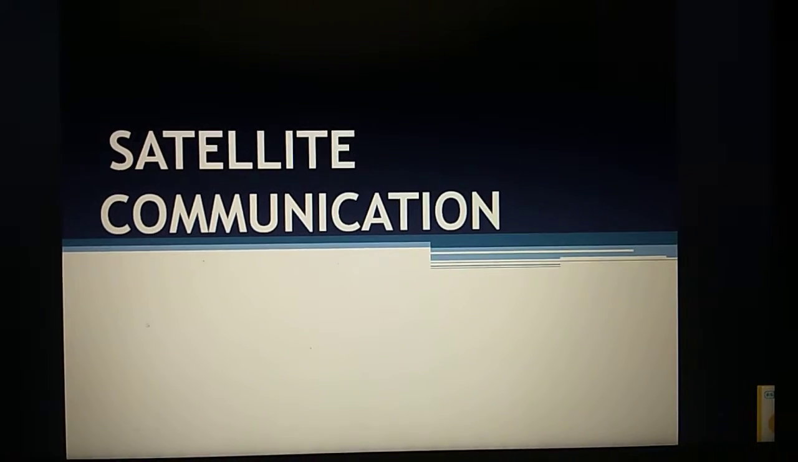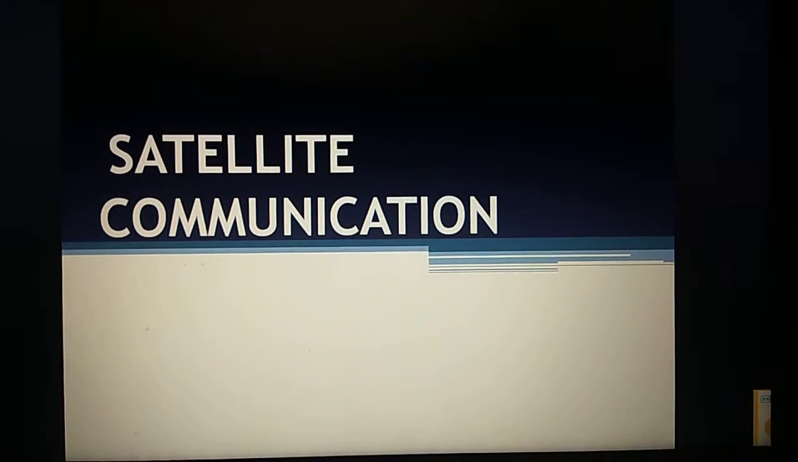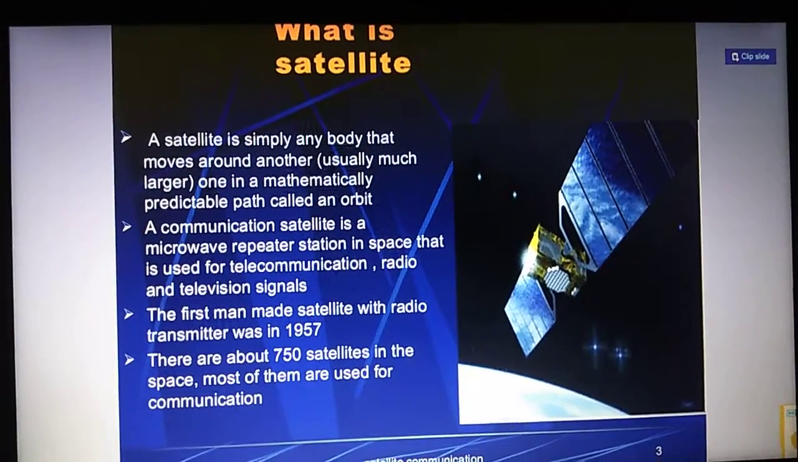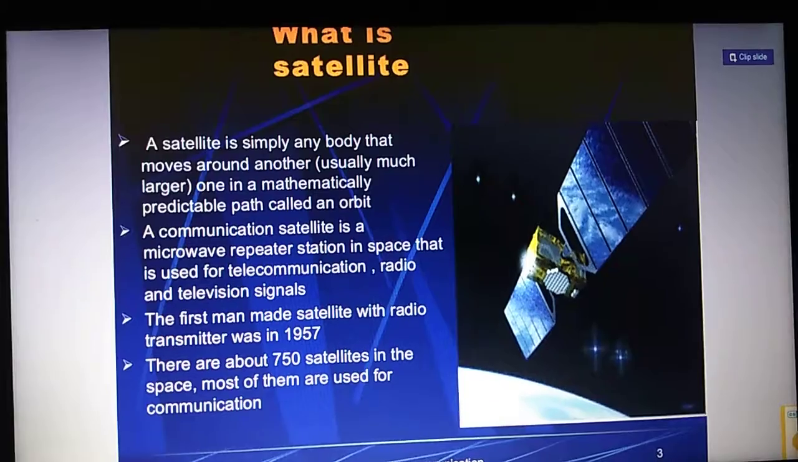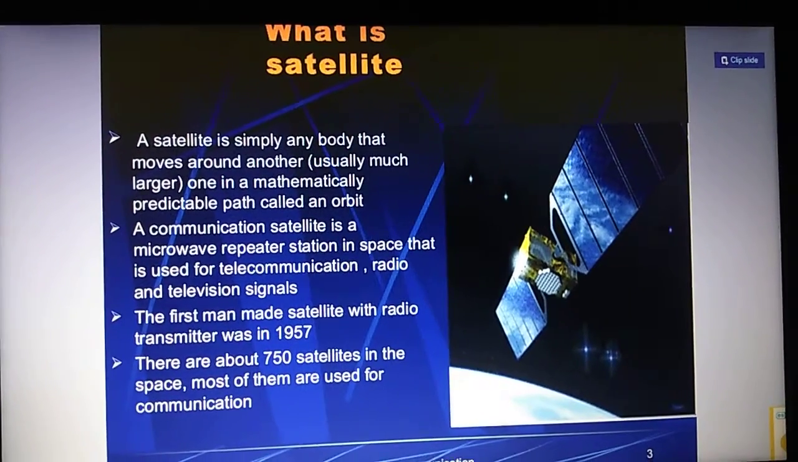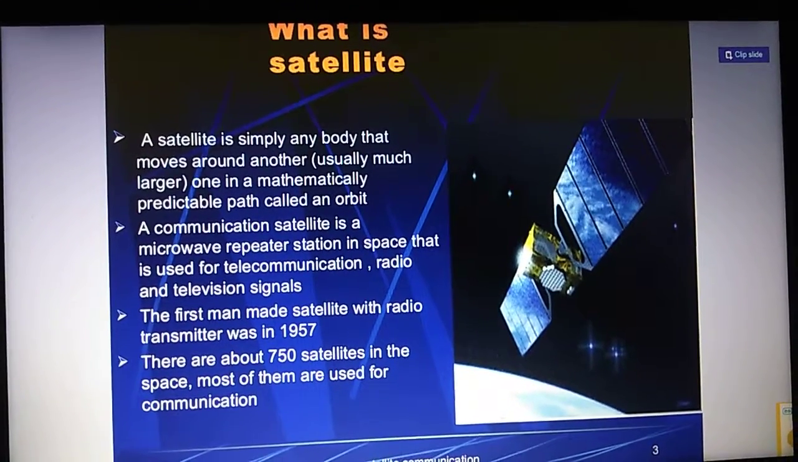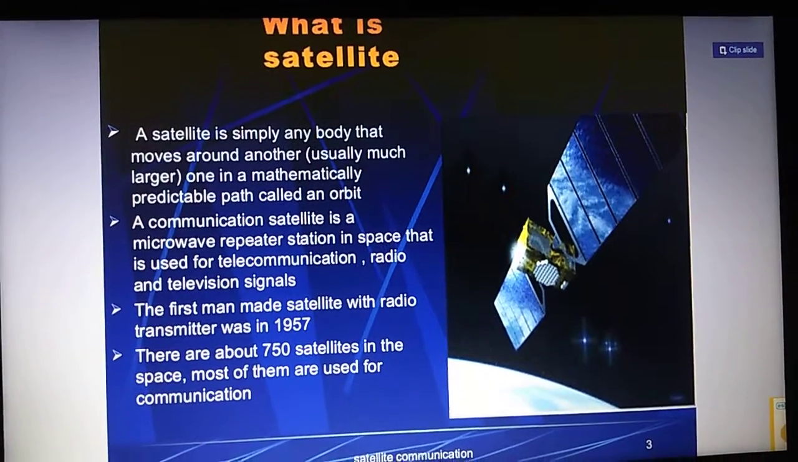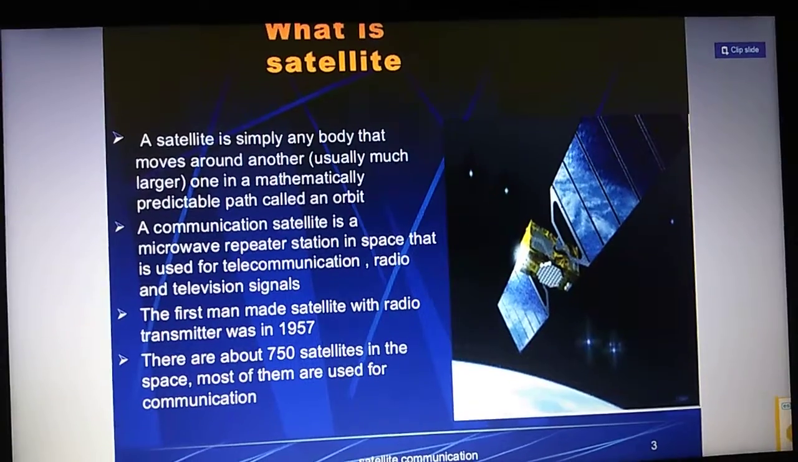Here we are to explain about the working of satellite communication. First, let's start with the satellite. A satellite is an artificial body placed in an orbit around the Earth or another planet. There are about 750 satellites in space and most of them are used for communication purposes.